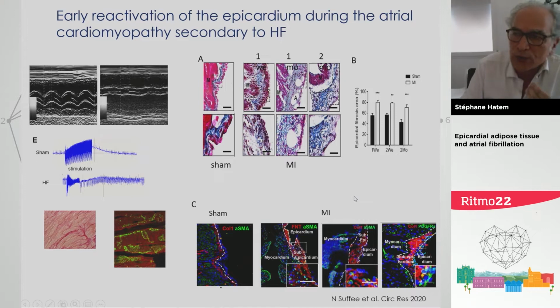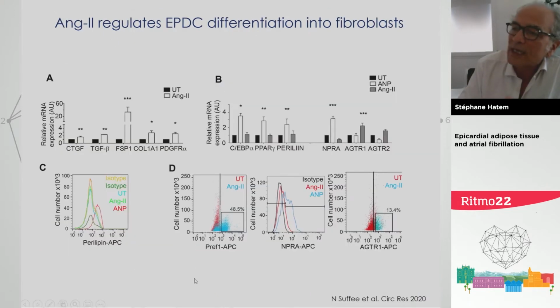We also used our mice with the epicardial cells stained with tomato and found that they can go to fibroblasts. So then we isolated cells from human heart and mouse and found that there is another switch in addition to natriuretic peptide, which is angiotensin II, that can induce, in this case, the transformation of epicardial cells into myofibroblasts.